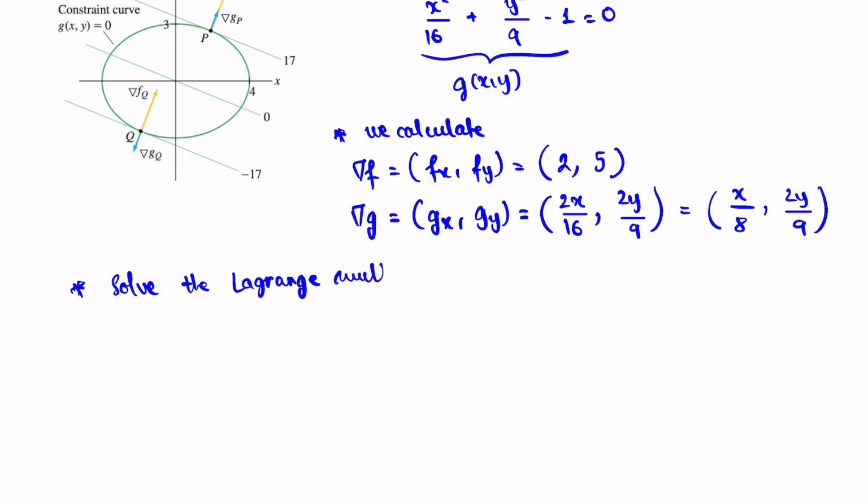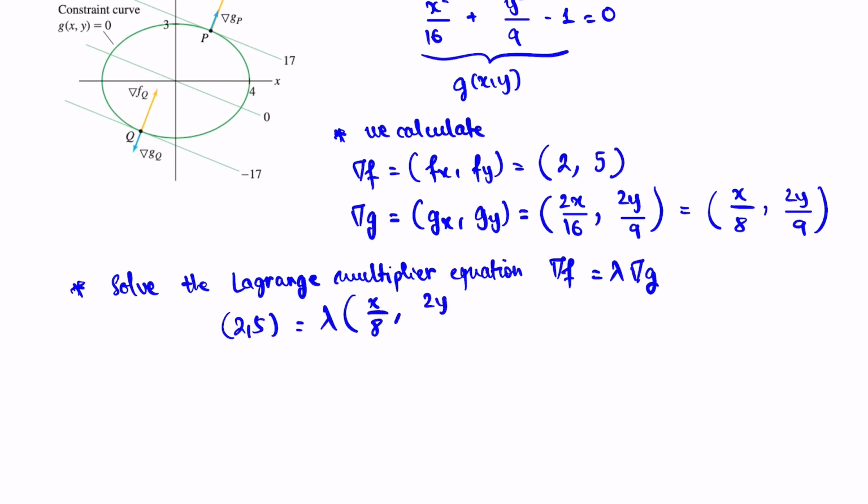Then we're going to solve the Lagrange multiplier equations. Gradient of f equal to lambda times gradient of g, so 2 comma 5 equals lambda times x over 8 comma 2y over 9. From here you obtain two equations. The first equation is 2 equal to lambda times x over 8, and the second equation is 5 equal to lambda times 2y over 9.